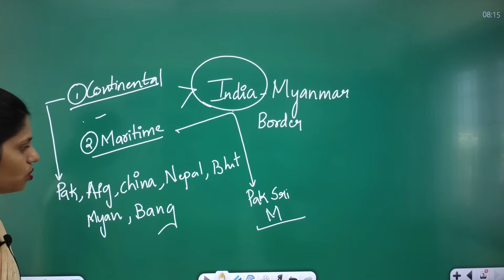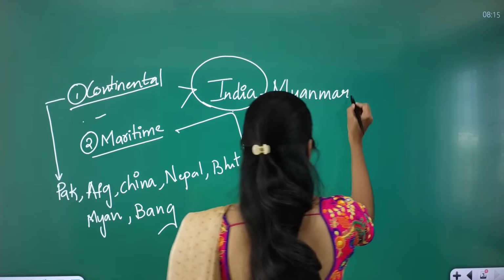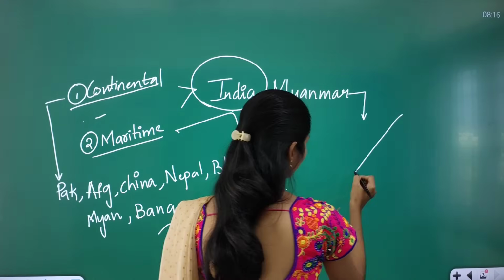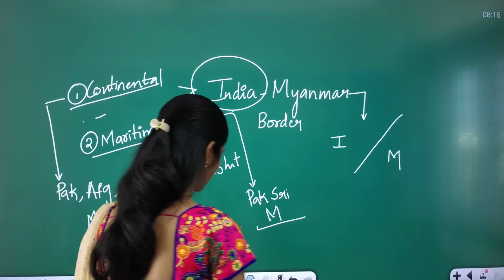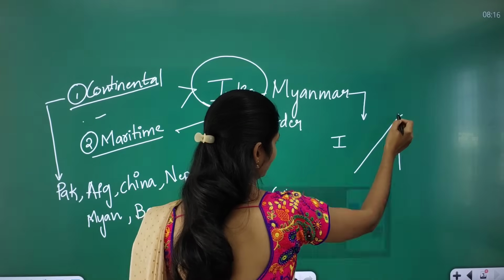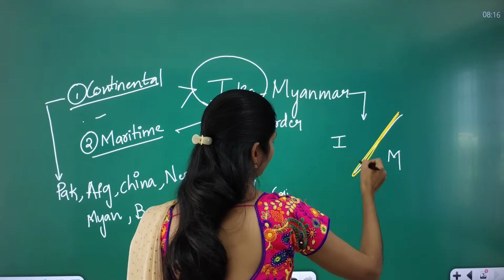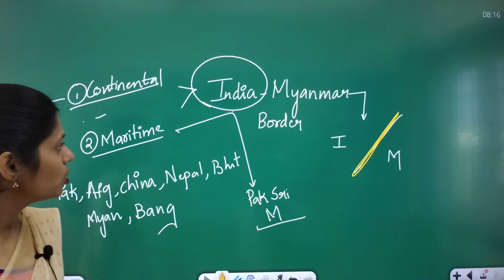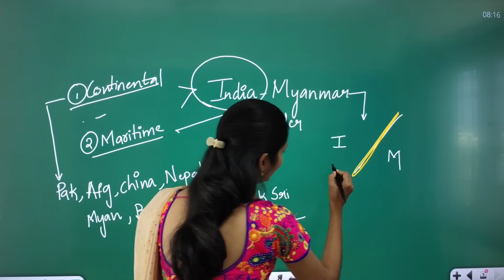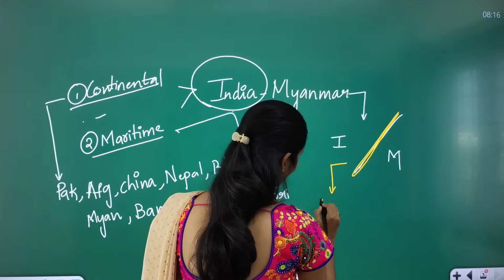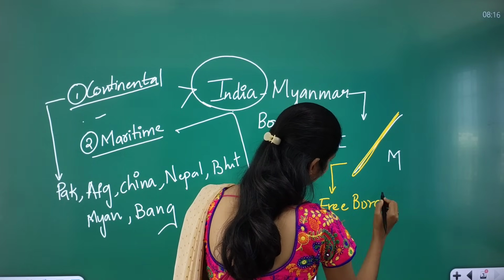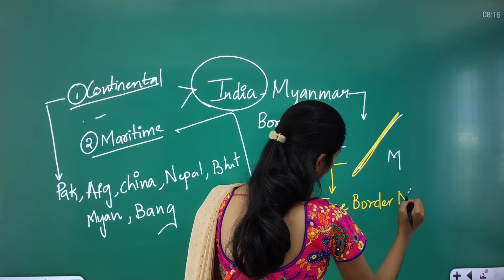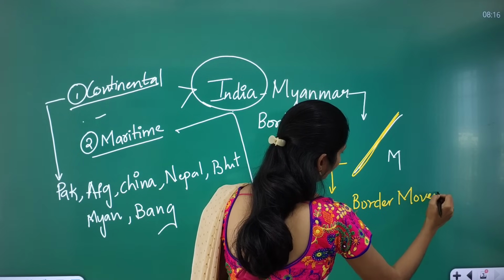Okay, so here the issue is between the India and Myanmar boundary. For example, let us take this is India and this is Myanmar. This is the line which I drew here. So it is a boundary between India and Myanmar. Between India and Myanmar we have an agreement that is called the free border movement agreement.